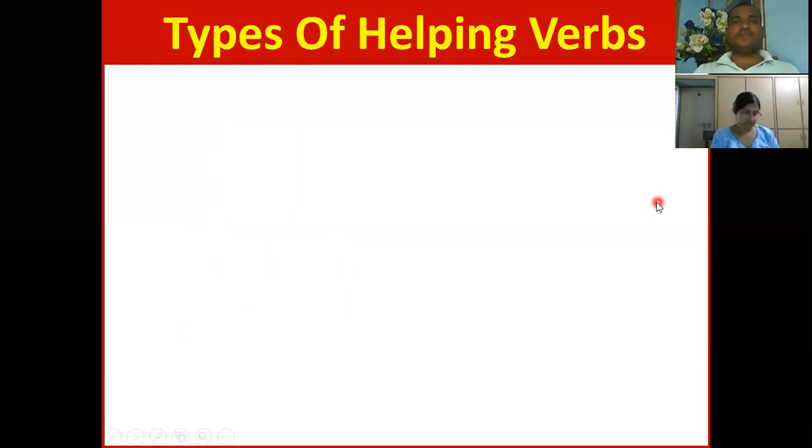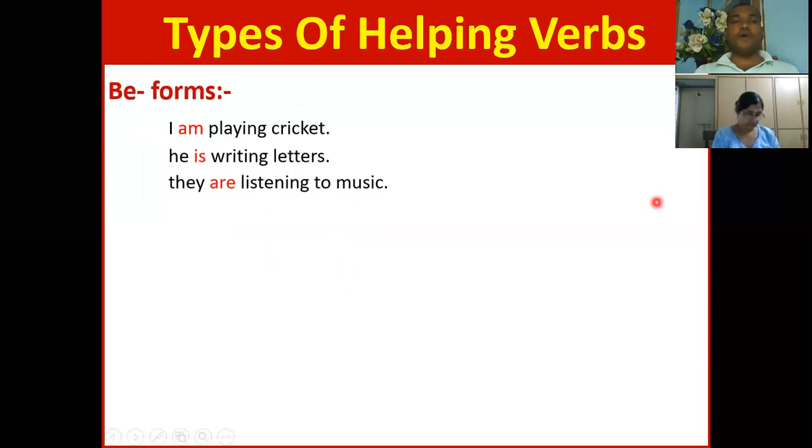Now, types of helping verbs, be forms. I'm playing cricket. So what is the main verb here? Playing. Subject, I. So, am is the helping verb. It is helping the subject and verb. So in what way is it helping? For example, "I playing cricket" is not complete meaning. There is something missing, right? By adding am, I'm playing cricket.